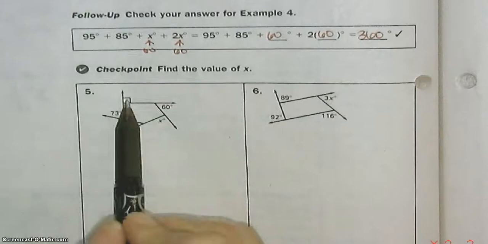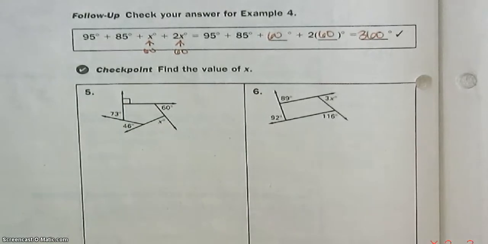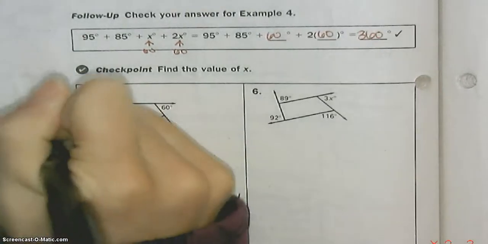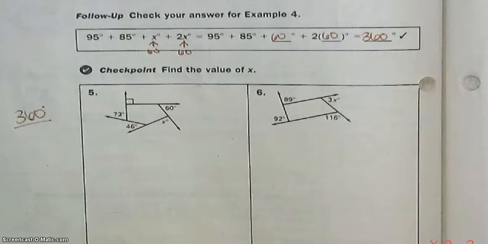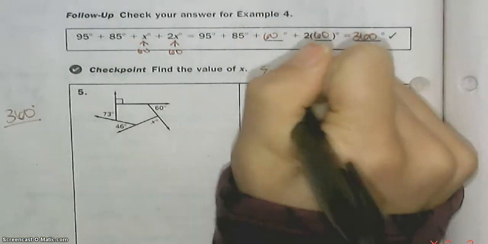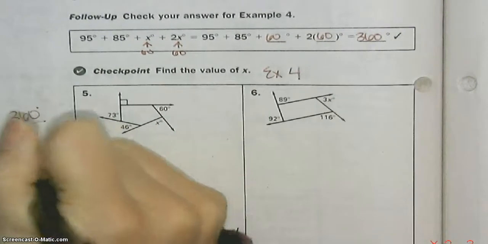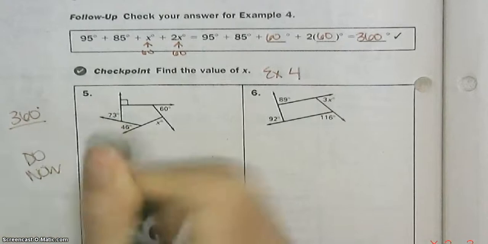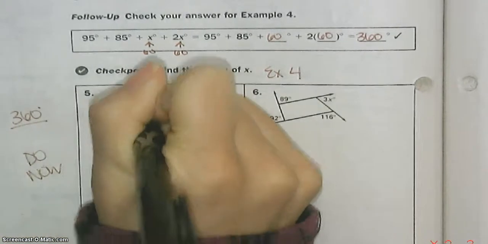So now you get to do this. Add all of these up and set it equal to 360. Your total needs to be 360 every time. This is just like example 4. Do this now. Don't forget about your 90 degrees here. Maybe write that in.